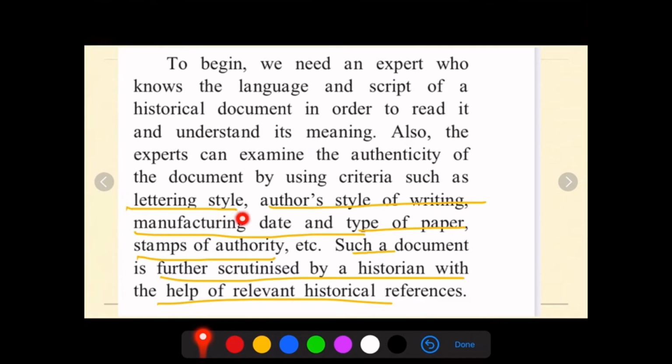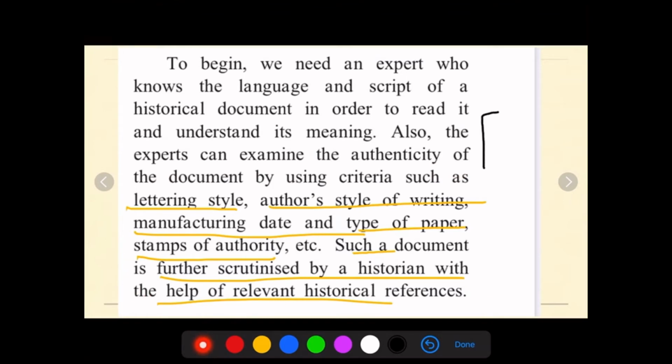Lettering style: earlier people had a different style of writing than today, and also the author's style of writing. So earlier language and lettering style were different from today's. If I write a letter today and say that it is from Mahatma Gandhi's period and that Mahatma Gandhi wrote it, but I just made a fake letter, will it be correct to do so? For that purpose they need to examine the authenticity, how original the document is. So these are the points taken into consideration while doing so.